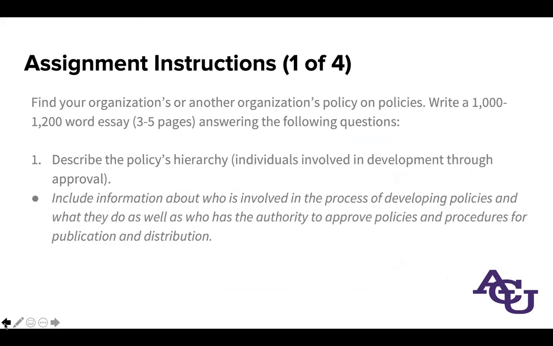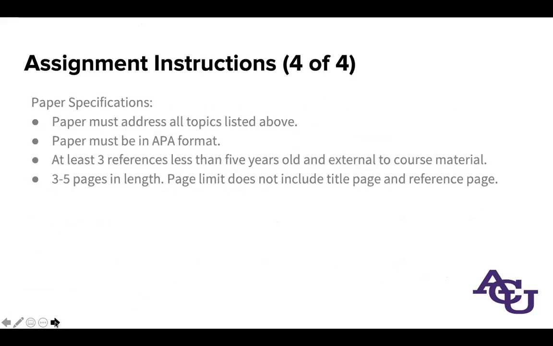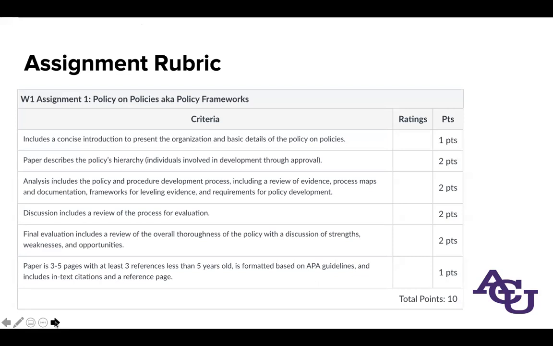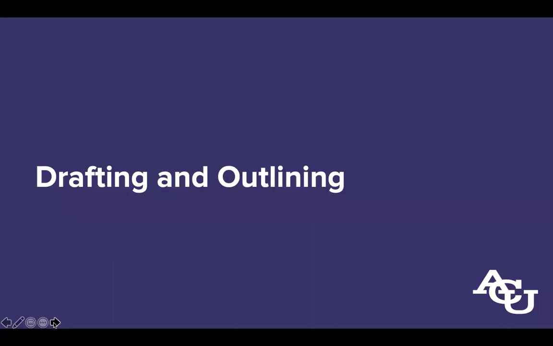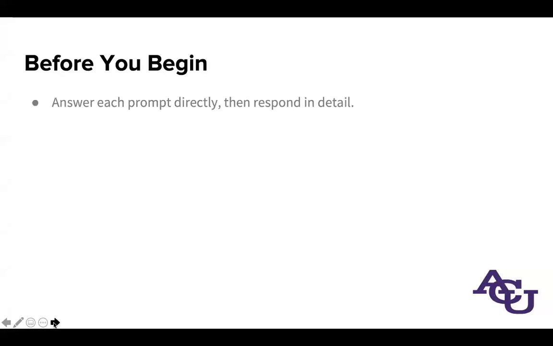So if we just look back here, we find that this is something, again, as I said, that first item in the rubric goes before the numbered list. So you always want to check the rubric versus the assignment instructions and make sure you get everything that's required. So at this point, we're going to be shifting over to the drafting and outlining section. And we'll just remind you that you always want to answer each prompt directly, especially because the instructions say that they're not optional, they're all required.